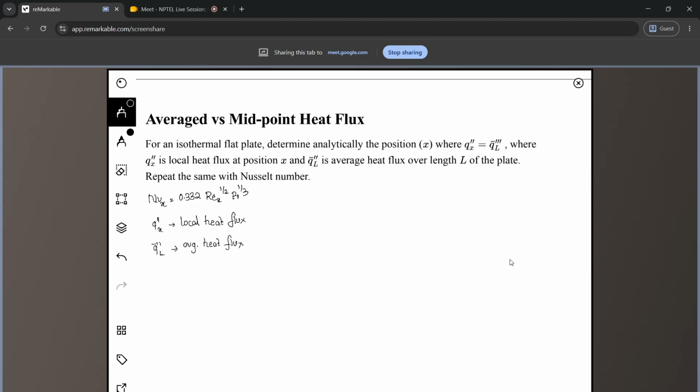So the first question is, how does Qx vary as a function of x? So this is my Q double prime and this is my x. What will the profile look like? Will it increase as a function of x? Will it decrease as a function of x? How does it look?